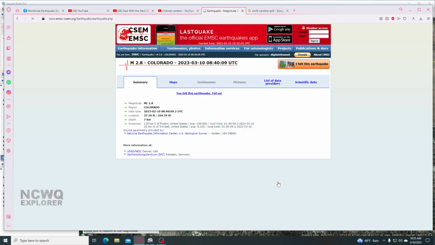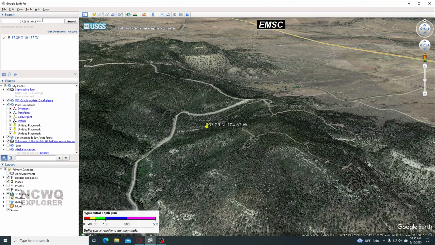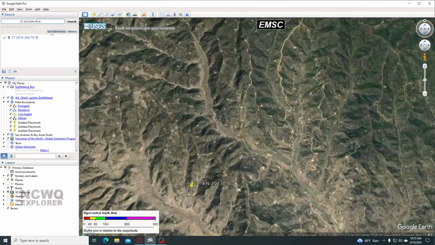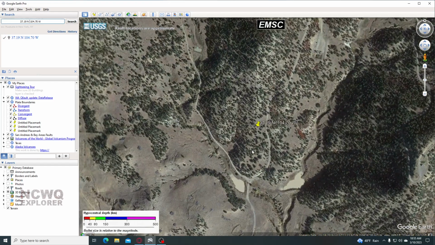So look at the next one. It was a 2.8. And it was 7 kilometers deep, and it was also 18 kilometers west of Trinidad. So probably around the same area. Nope. This one is located over here.